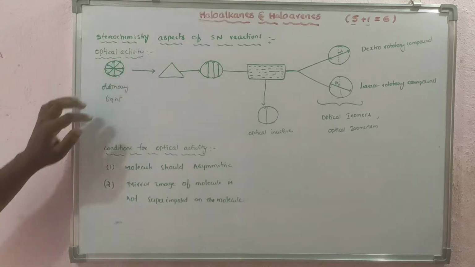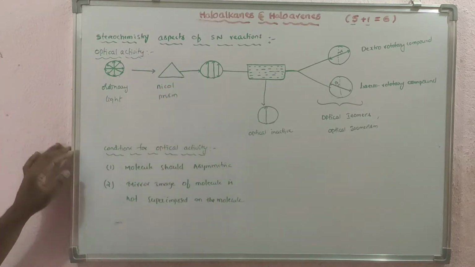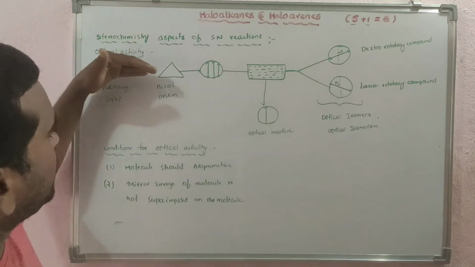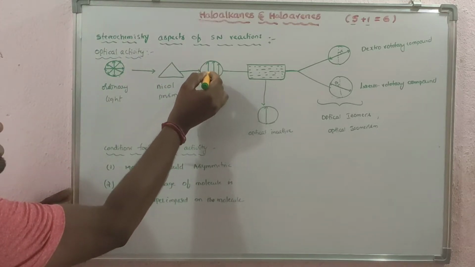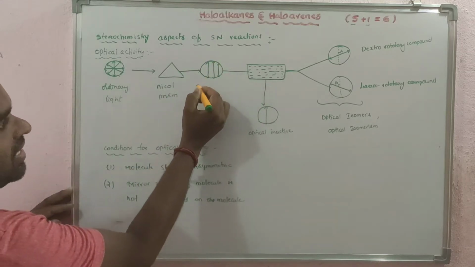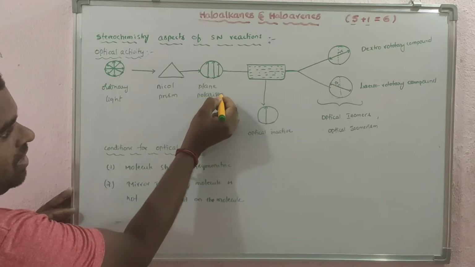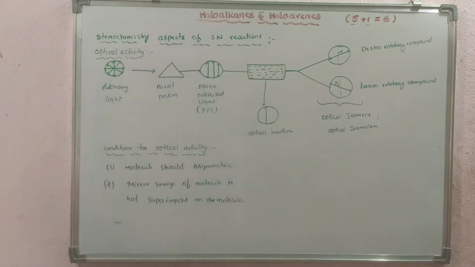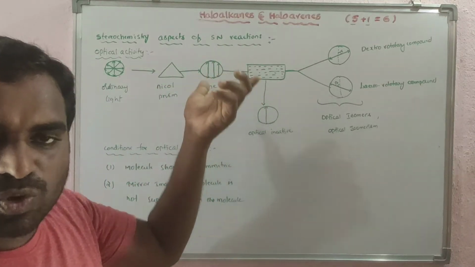When ordinary light is passed through the Nicol prism, ordinary light has oscillations in different directions. When passed through this Nicol prism, it produces light having oscillations only in one direction, and that light we will call plane polarized light, or PPL. This plane polarized light has oscillations in only one direction.